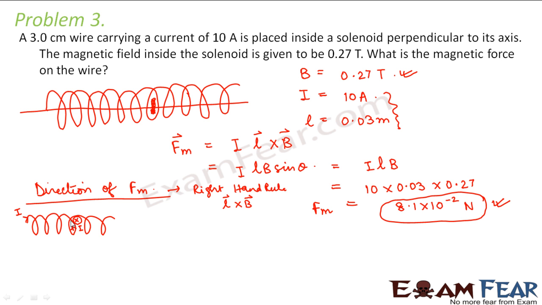Now if magnetic field is downward and current in this conductor is upward, in this case L cross B, if you do, what will you get? All your fingers will first point up, then it will go down. So your magnetic force would be in this direction. So this will be the direction of magnetic force.